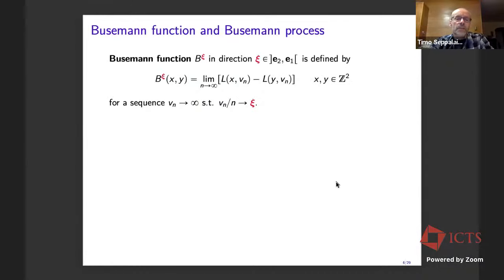So there are Busemann functions and Busemann processes, related, of course. A Busemann function is a function on the lattice. It's associated to a particular direction xi, and it's defined by that limit there.